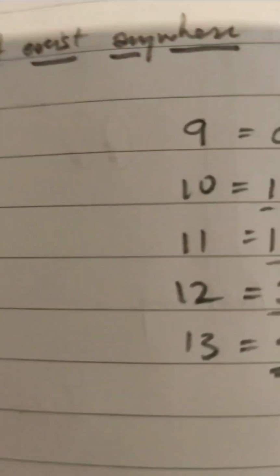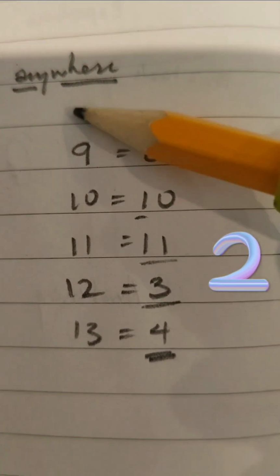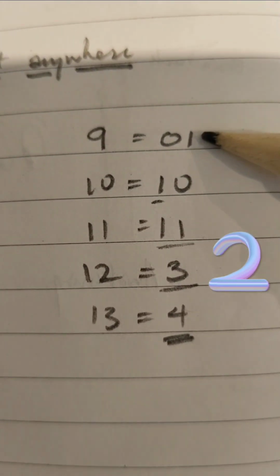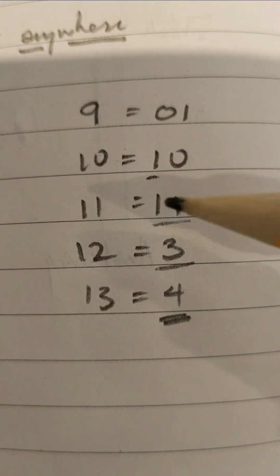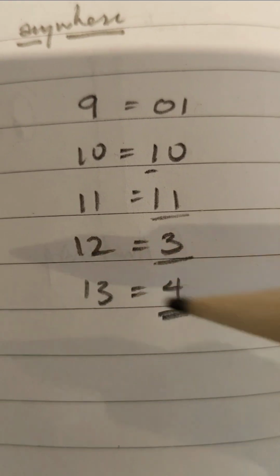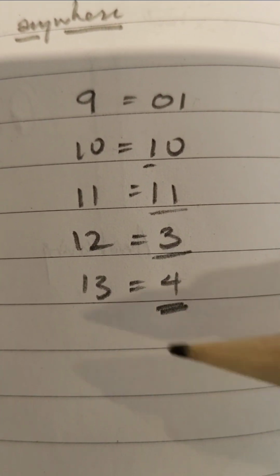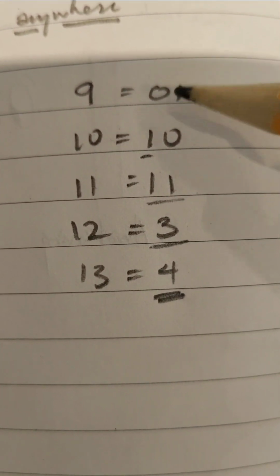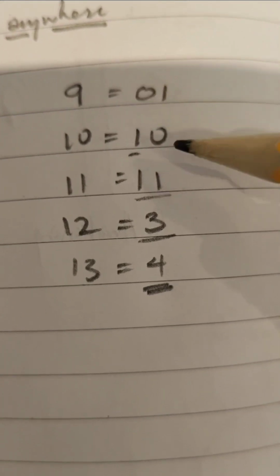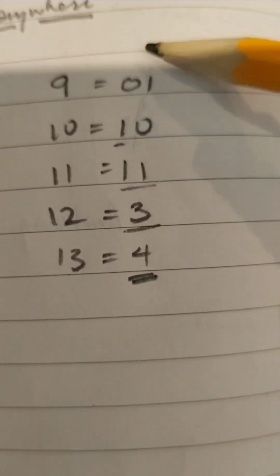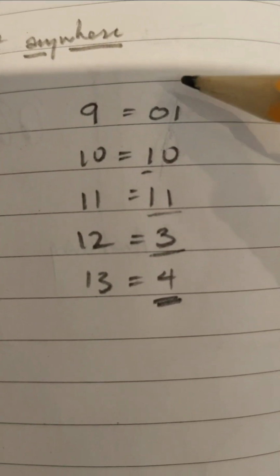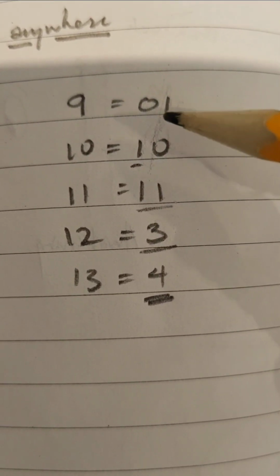8 is the highest number. If you come here, so after 8, you have 9, which is 0, 1. 10, which is 1, 0. 11, which is 1, 1. 12, which is 3. 13, which is 4. So you have Schrodinger's number, not Schrodinger because he didn't create it, but a non-existent number, which is 9.